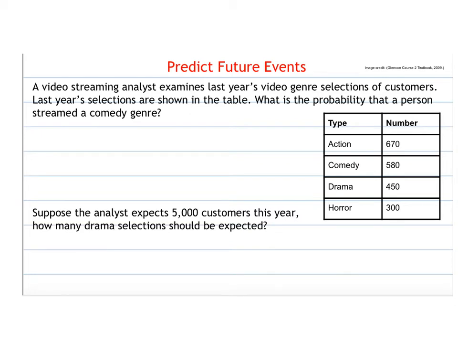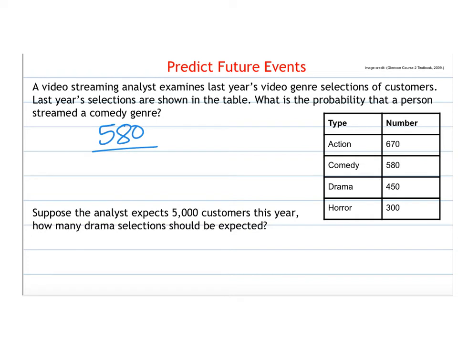So a video streaming analyst examines last year's video genre selections of customers. Last year's selections are shown in the table. What is the probability that a person streamed a comedy genre? So we're actually looking at the information in here. So the comedy was 580. And in order to figure out the total, we're going to need to add all of those together.